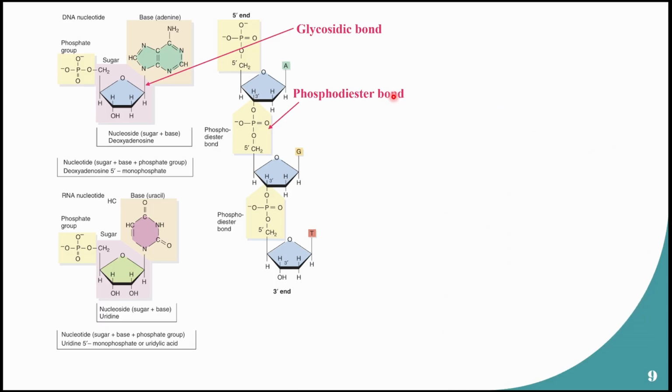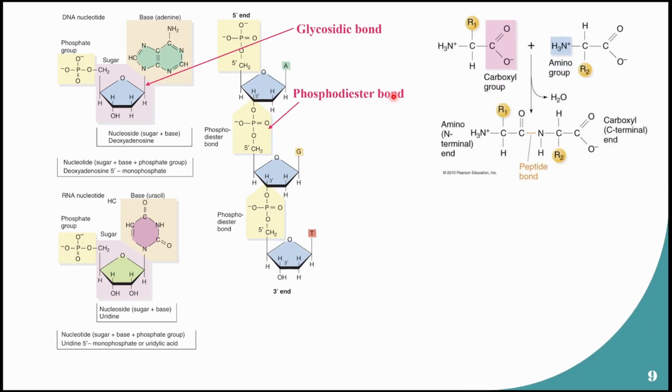And then which bond connects two amino acids? Anyone? In a protein? Peptide bond. Yeah, peptide bond, right? For example, one amino acid has a carboxyl group, another amino acid has an amine group, and these two are connected by this CONH peptide bond, okay?